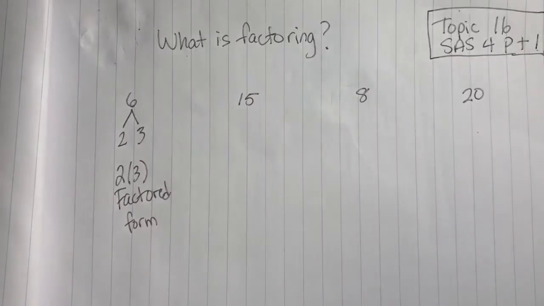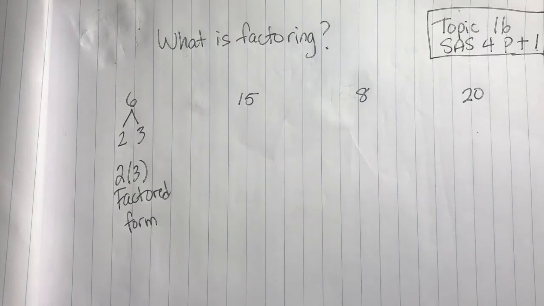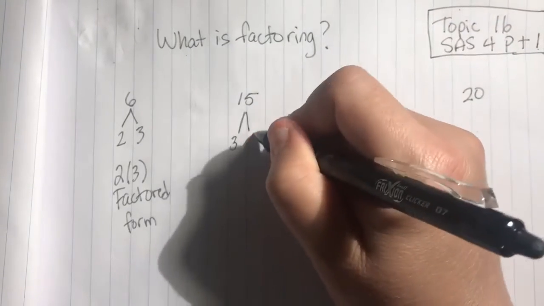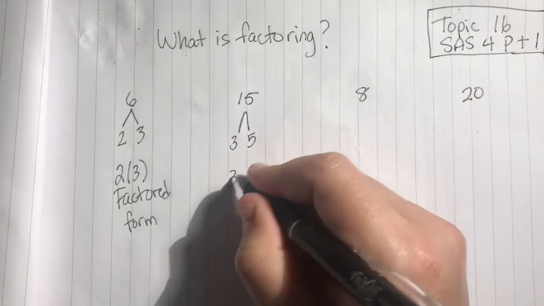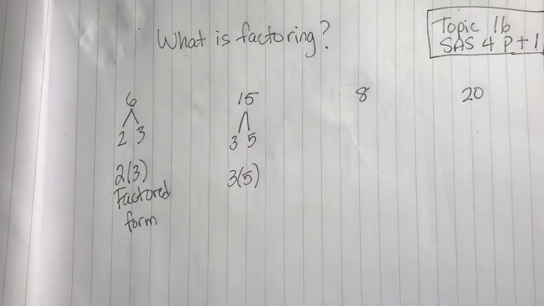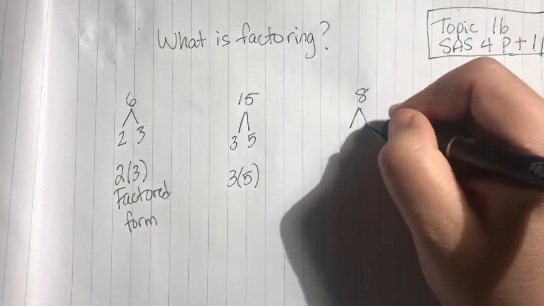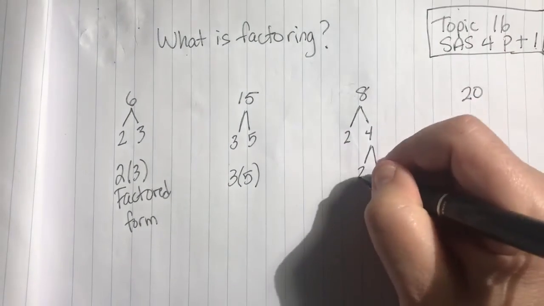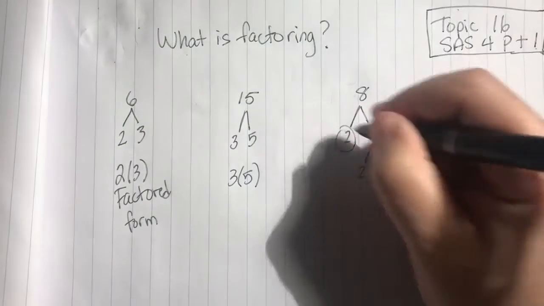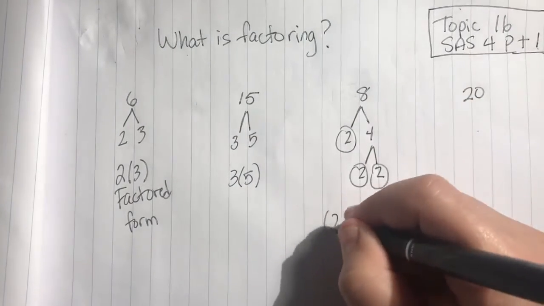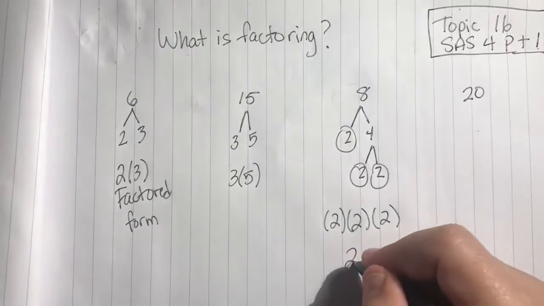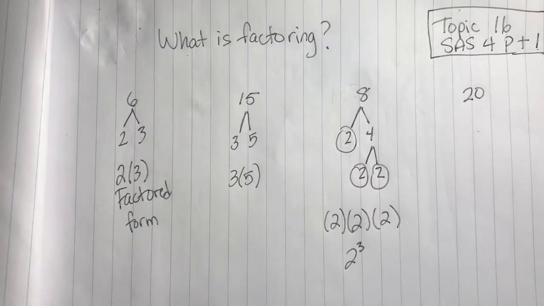Okay, so really that's what we're doing in this chapter, we're factoring, but we're going to be doing it on more complicated expressions. Let's do 15. 15 is 3 times 5, so we would write 3 times 5. That is factored form. Now for 8, I would have 2 times 4. Now notice that 4 can be factored again into 2 and 2. So factored form would be 2 times 2 times 2. And another way we can write that is 2 to the third.